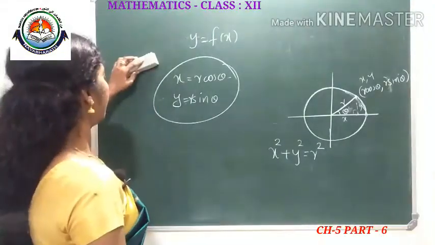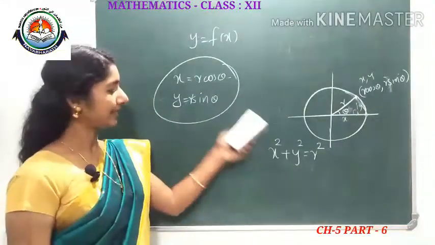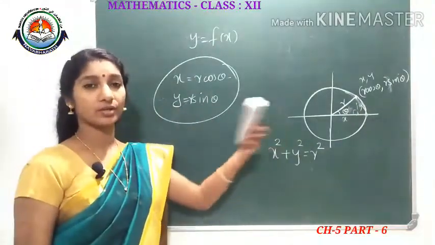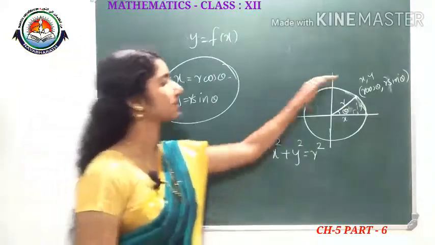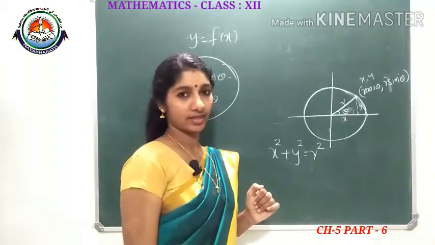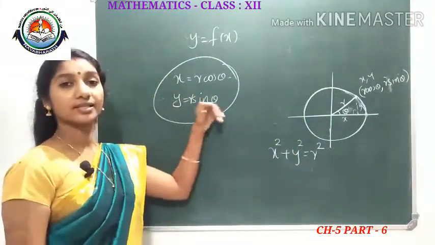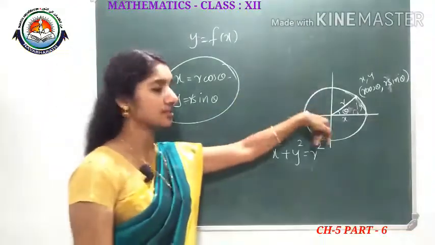Okay. How is this related to the other one? How are they equal? x square plus y square equal to r square is the equation of this circle, not in parametric form; directly we are given the x and y connection. And x equal to r cos theta and y equal to r sin theta also represent the same circle.